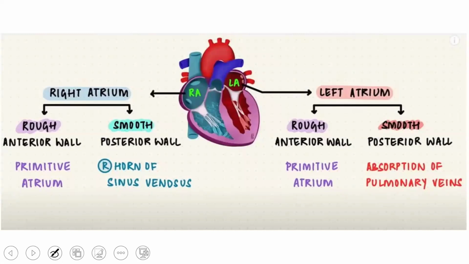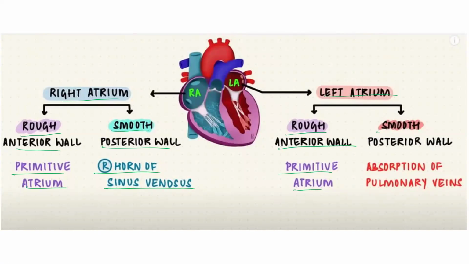Now everything which I've been talking about, if you have been asleep, wake up and just see this slide and go back to sleep. So the right atrium: the rough anterior wall from the primitive atrium, the smooth posterior wall from the right horn of sinus venosus. Left atrium: the rough anterior wall from the primitive atrium, the smooth posterior wall from the absorption of the pulmonary vein.